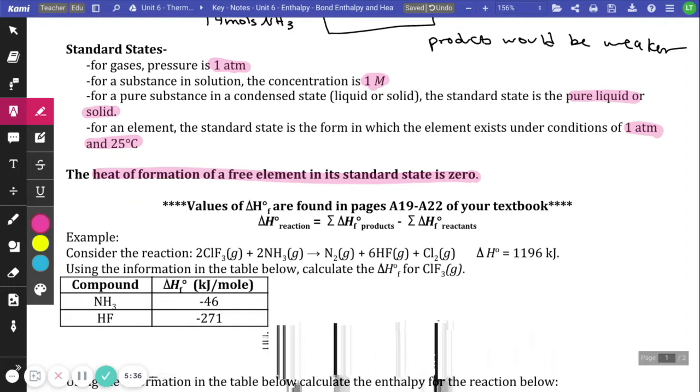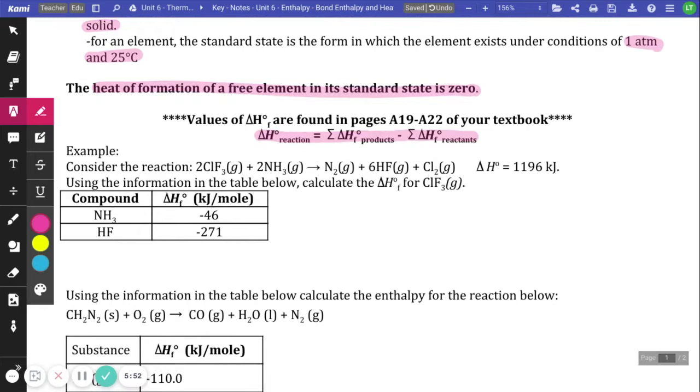All right, so our reaction is going to be that our change in enthalpy is equal to the sum of the enthalpy of formation of our products minus the sum of the enthalpy of formation of our reactants. So let's work this first problem. It says consider the reaction 2ClF3 plus 2NH3 yields N2 plus 6HF plus Cl2. And it does actually give us our delta H, which is 1,196 kilojoules. Using the information in the table below, calculate the delta HF for ClF3.